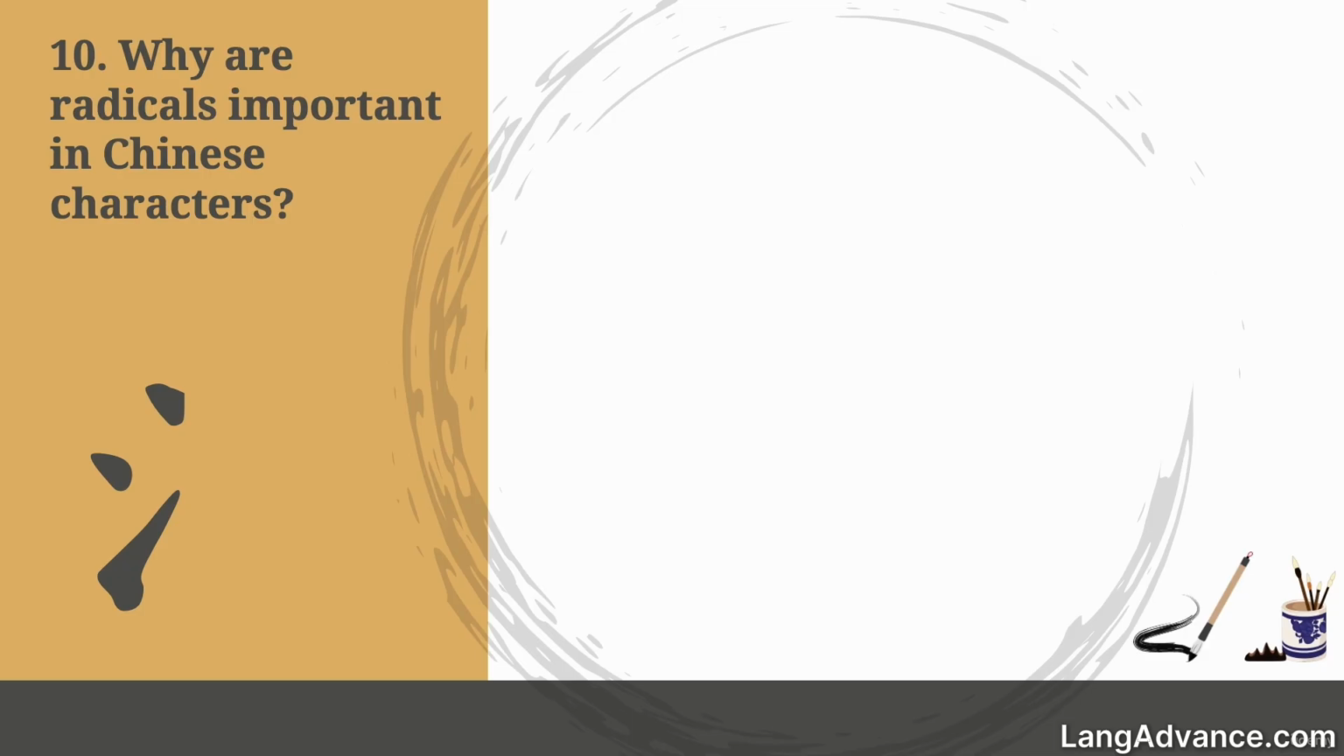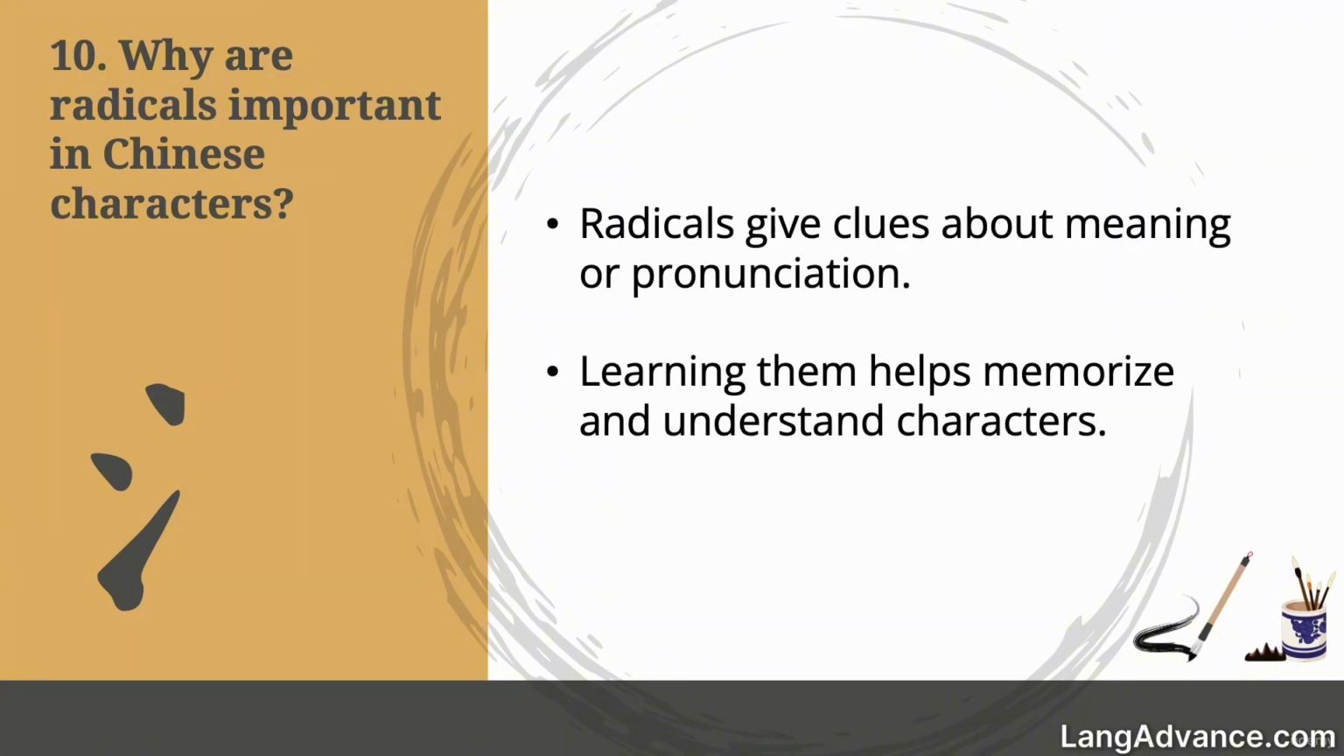Why are radicals important in Chinese characters? Radicals are like the building blocks of Chinese characters. They often provide clues about the meaning or the pronunciation of a character. So when you learn them, it helps you to memorize and understand the characters. So for example, if you look at the radical on your left, there's this three dot. This is the 三点水. That means it's the 3 water drops. When you see this kind of radical, you will immediately know that it has something to relate to water.